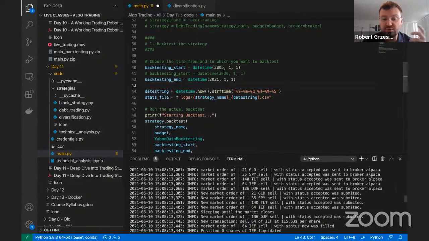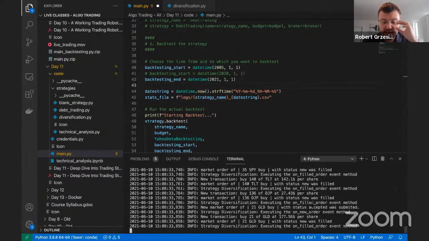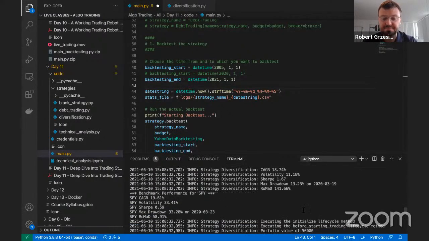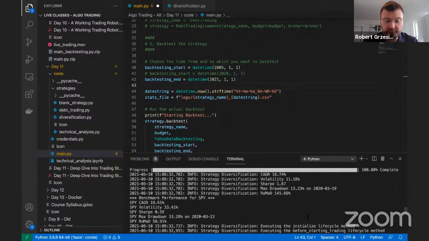We could also back test over a longer time period, from 2005 until 2021. When we do that back test, we see that we get 18.7. So we get something very similar over that time period as well. Okay, great, perfect.